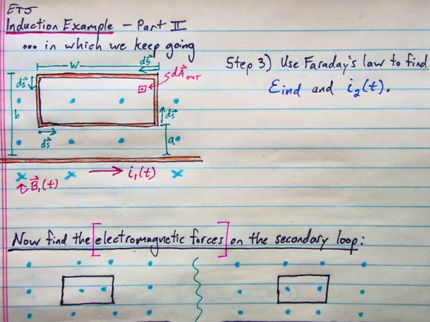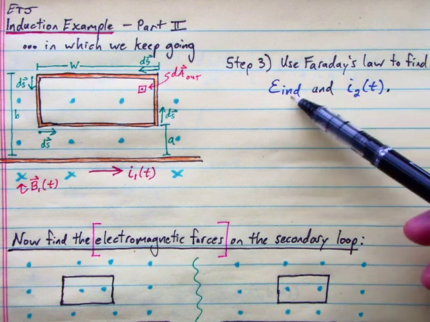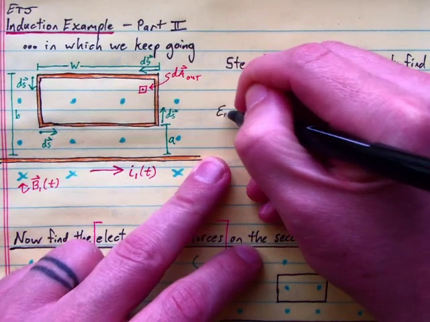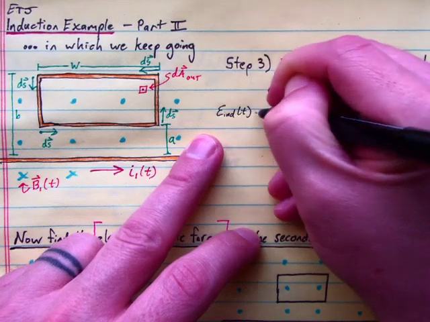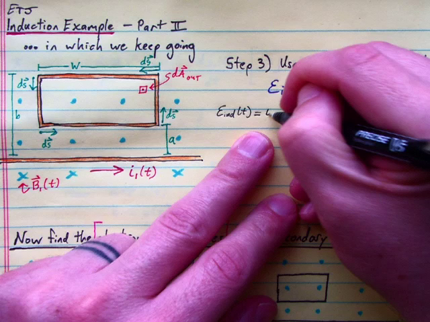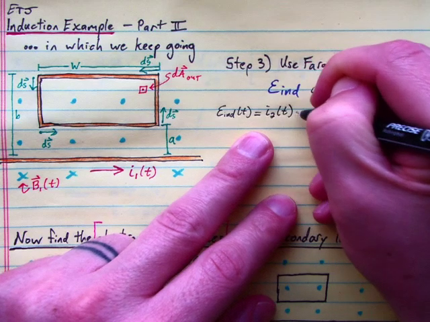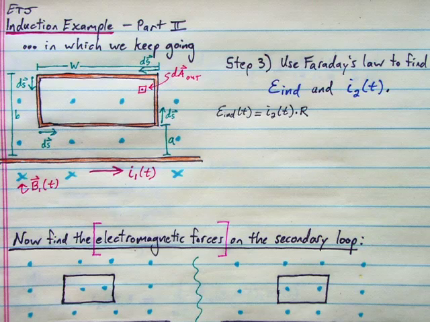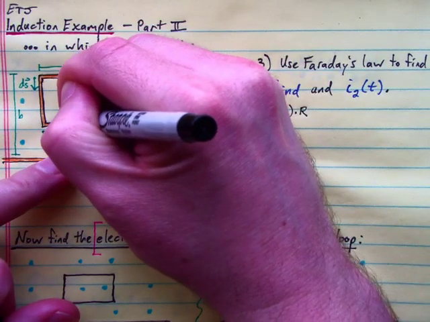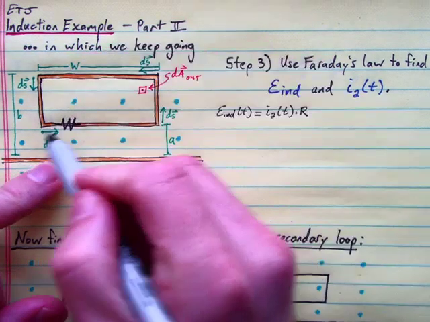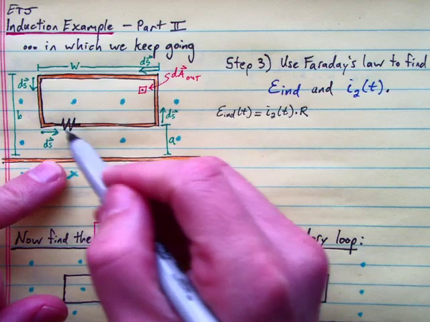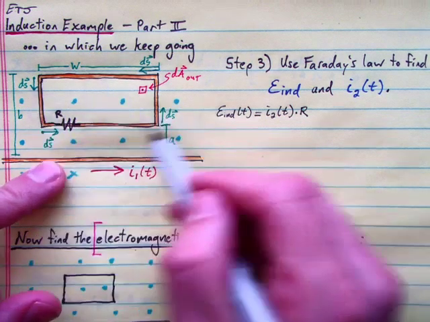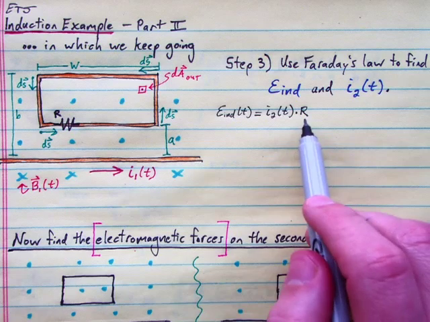Step 3, we now use Faraday's law to find the induced EMF in the secondary and the induced current in the secondary. So we state that our induced EMF, which could be a function of time, will be equal to our induced current in the secondary, which could be a function of time, times the total resistance of this secondary loop. We could schematically represent the resistance of that entire loop of wire with one representative resistor over here. So let's say this is total resistance capital R for the whole rectangular wire loop. That's this resistance capital R right there.